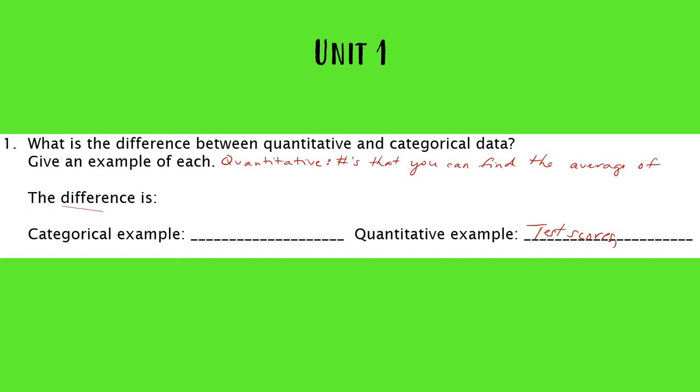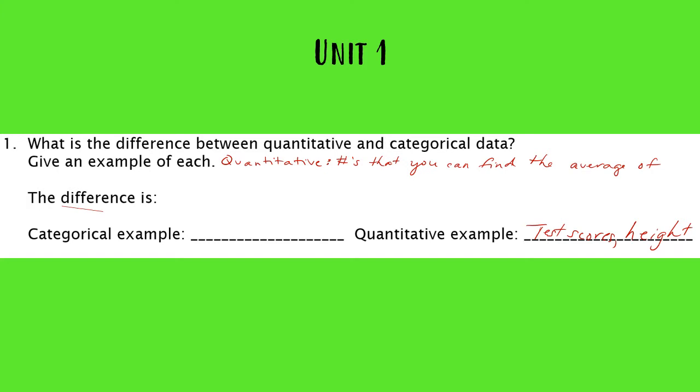If you talk about the height of somebody, that would be another example of quantitative data. So if you took the height of 10 different people and you found the average of their heights, heights are things that you can measure, and you can take the average of that group, and that average height would still mean something.